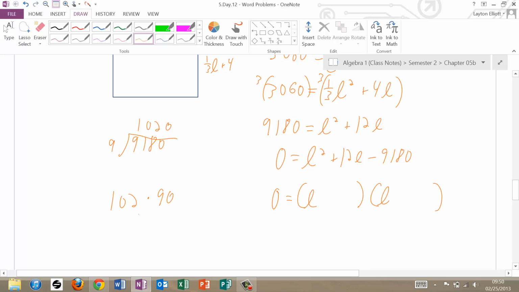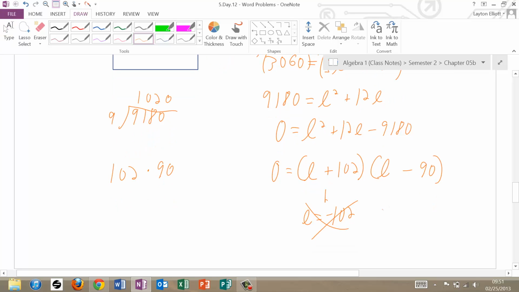Now, it just so happens that 102 and 90 are 12 apart, and that's going to work for our factoring, so let's go put them there. There are methods to get to that, trial and error, but when I looked at 9180, it spoke 9 to me, and it spoke 10, so that happened to work. Then we have plus 102 minus 90. This is going to be L is equal to negative 102, which doesn't work because it's a negative number, and it should be a length. This is L is equal to 90.